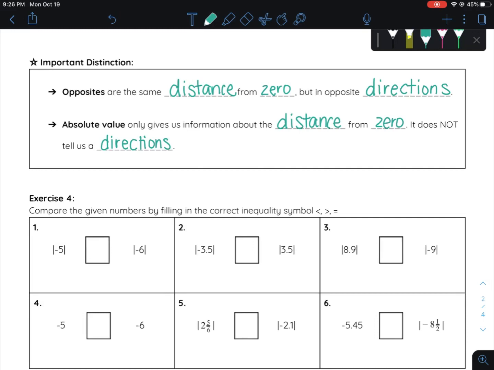So moving on. Just to make this distinction again, opposites are the same distance from 0, but in opposite directions, okay? Absolute value only tells us about distance. So the distance from 0. It does not tell us any directions. So opposites could be negative, but absolute value can never be a negative number. It's always going to look positive because it has no sign information.